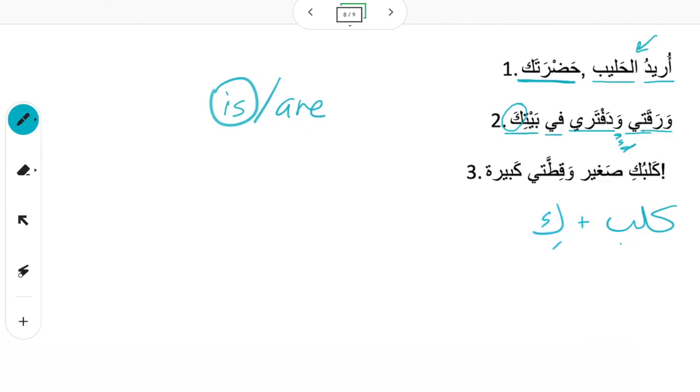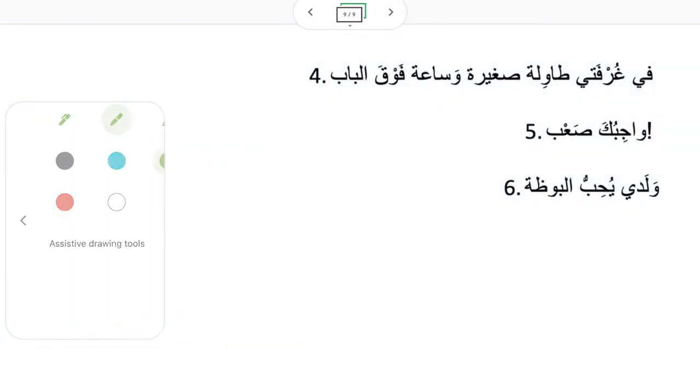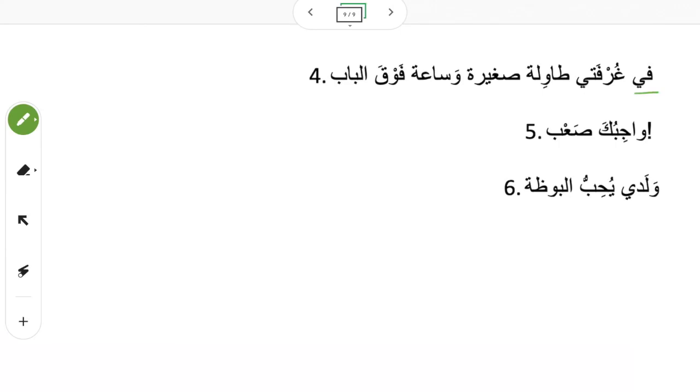كلبك صغير. So kalb is dog, and when we add ki, it just means your. It just means the person you're talking to is a woman. So your dog صغير, small. Your dog is small. وقطتي, قطة is cat, so yeah, here means mine. And my cat, كبيرة, is big. And notice here, كبيرة has ta marbuta because قطة has a ta, whereas صغير does not because kalb doesn't have one. Okay. في in غرفتي. غرفة is room. The ya makes it mine. So in my room.